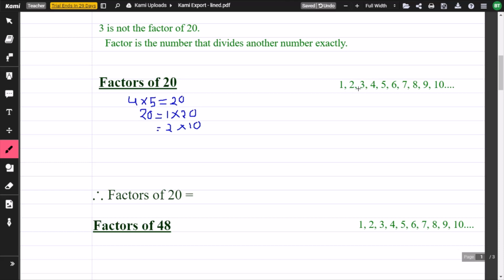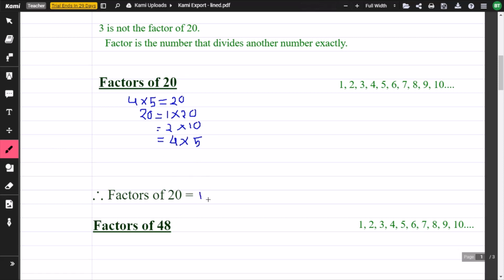After 2, move to the next number 3. Is 20 divisible by 3? 20 is not divisible by 3. So we move to the next number, which is 4. Is 20 divisible by 4? Yes, 20 is divisible by 4 because 4 times 5 gives 20. Now after 4, we go to the next number, which is 5 here. But 5 has already come here. So now we have to stop here because we got all the factors of 20. So the factors of 20 are 1, 2, 4, 5, 10 and 20.